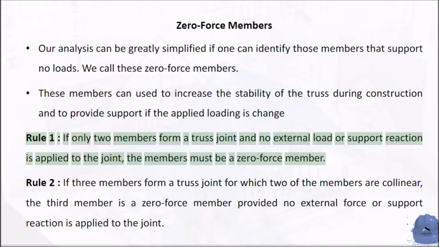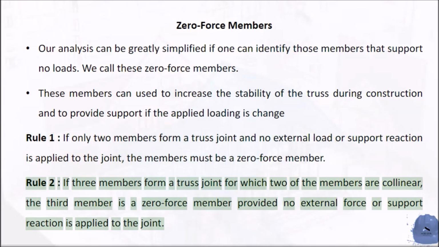Rule 1. If only two members form a truss joint and no external load or support reaction is applied to the joint, the members must be zero force members. Rule 2. If three members form a truss joint for which two of the members are collinear, the third member is a zero force member, provided no external force or support reaction is applied to the joint.